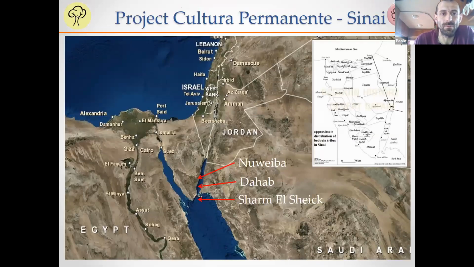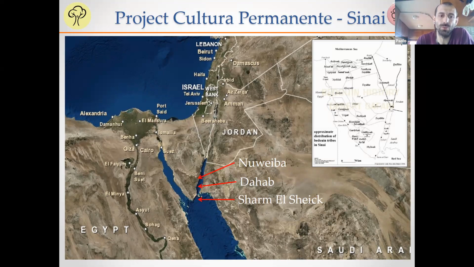Okay, first of all, where we are. This is a geographical map of the place. As you see, we are in Egypt, and we are not in Africa. We are in Asia. We are in Sinai. Most of you, I suppose, know Sharm el Sheikh, because it's really a commercial tourist site. The place where we perform this project is not Sharm el Sheikh, but it's not far away from it.